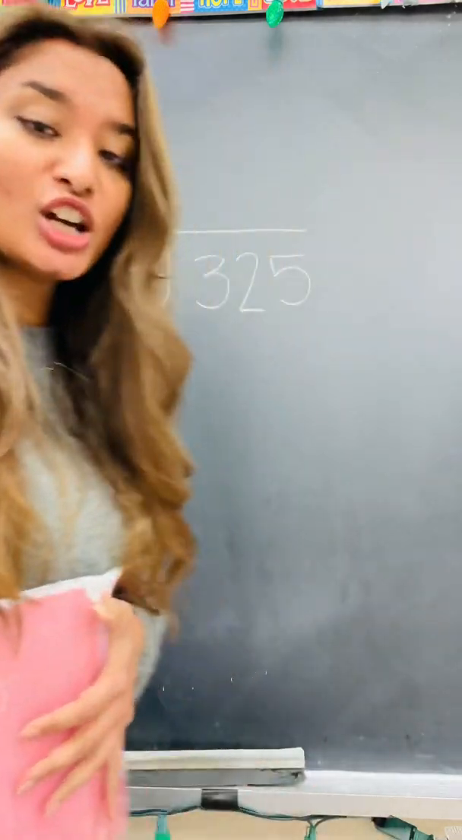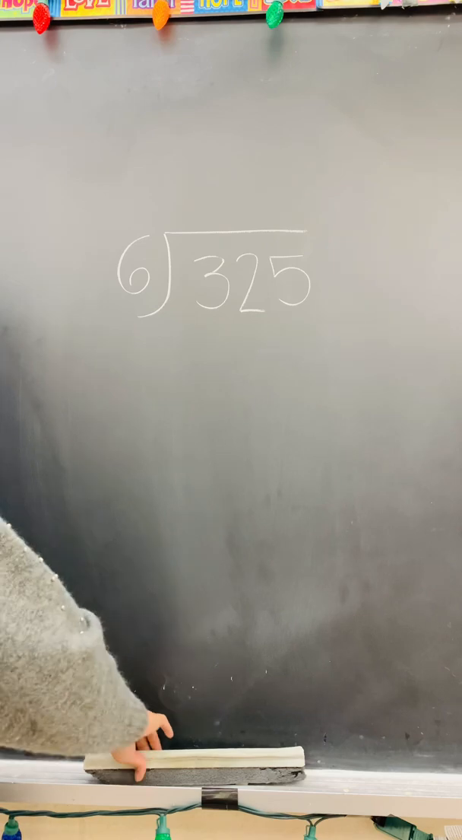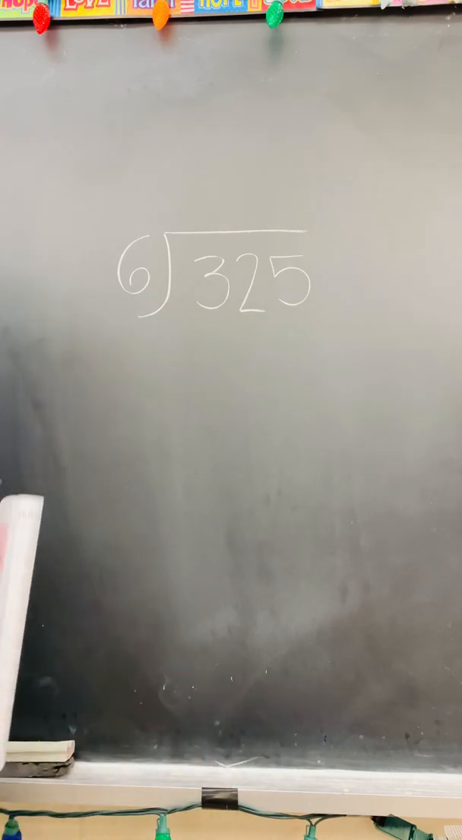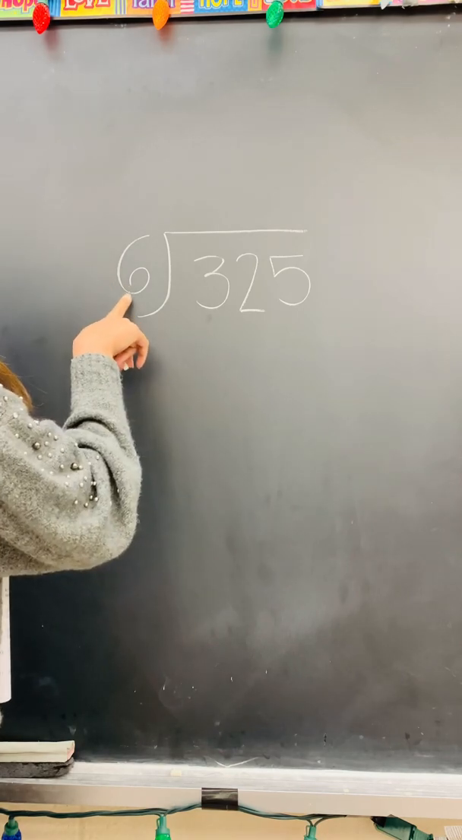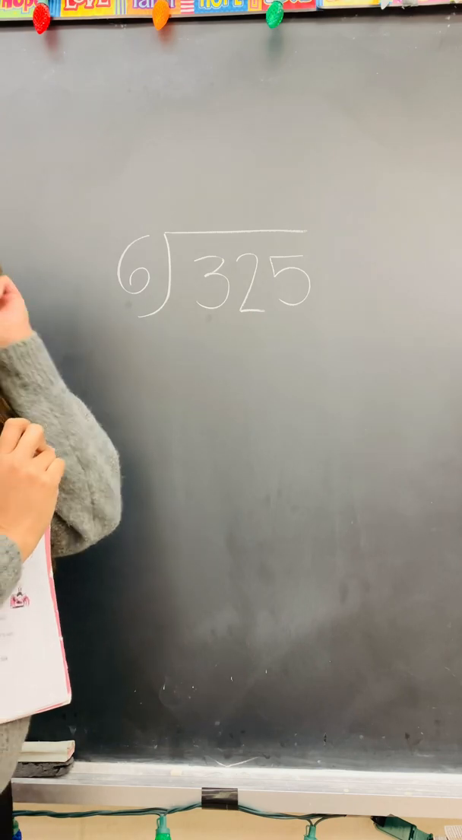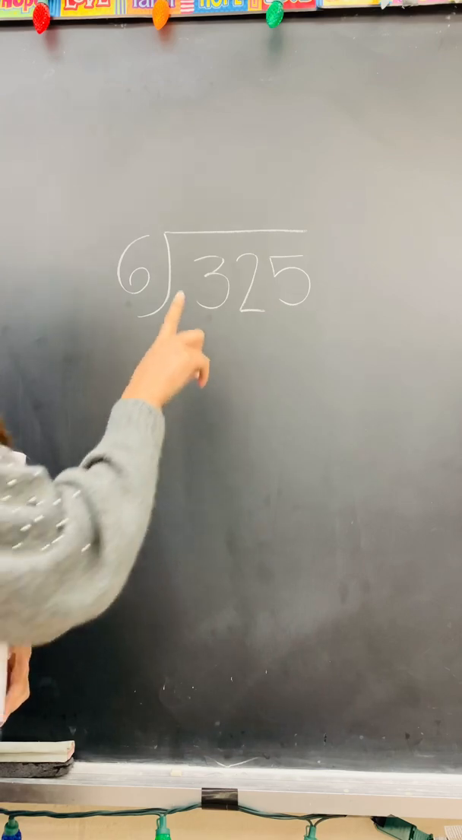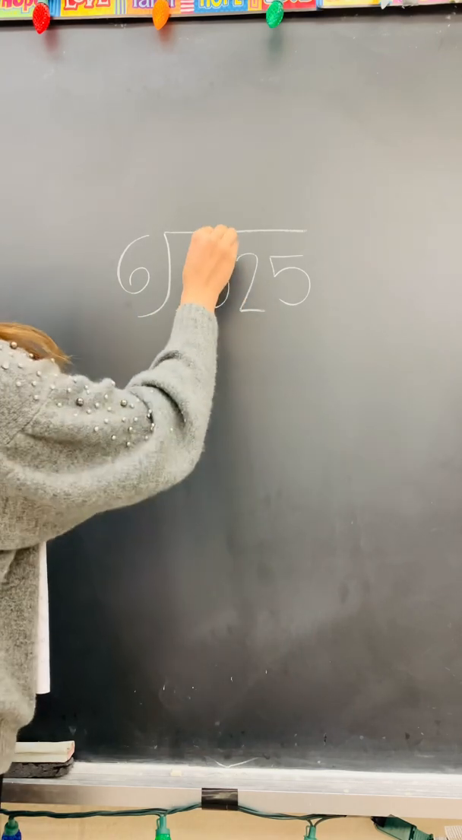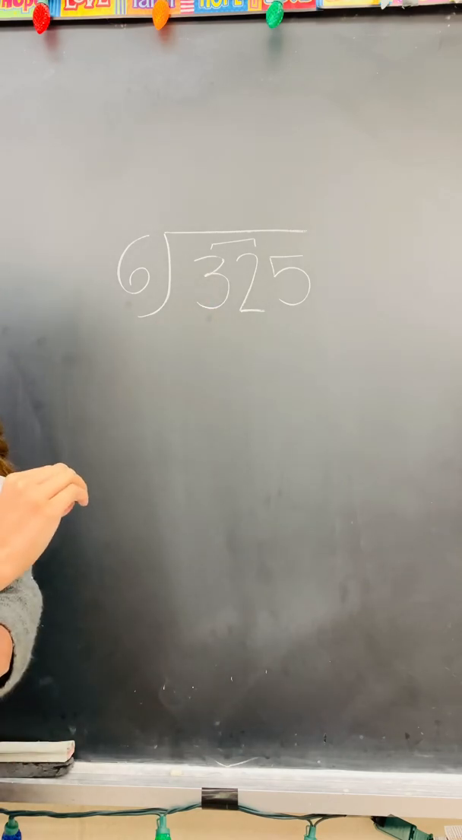So here we go. I have a question on the board, and it is 325 divided by 6. Now let's see, how do we do this? I'm first going to look at 3. Can I fit my 6 into this 3? And the answer is no, because 6 is bigger than 3. So when I can't, remember I combine my numbers. So now it becomes 32.